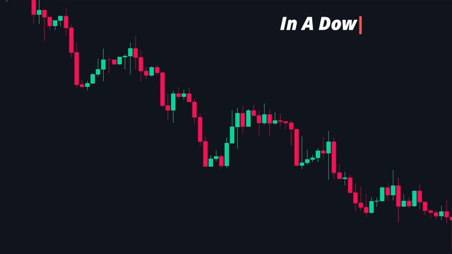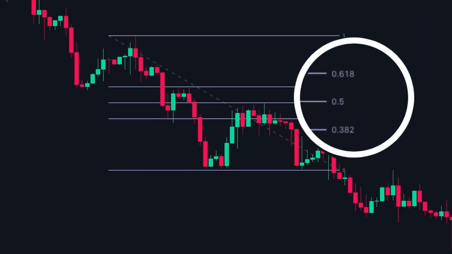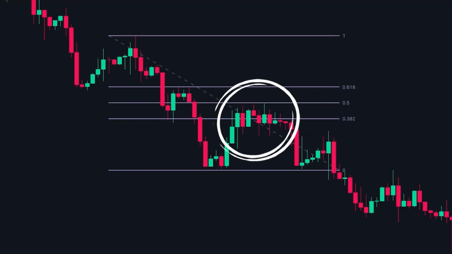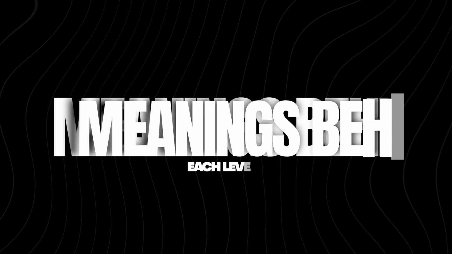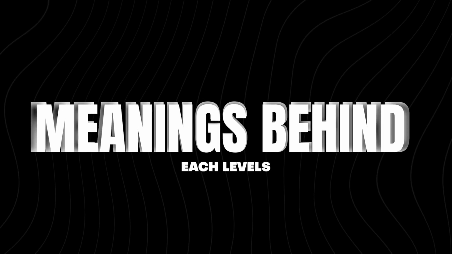Similarly, in a downtrend, when we see an impulsive downward move, we draw the Fibonacci tool from the beginning to the end. This gives us 3 levels where we expect the price to pull back and continue its downward trend. These 3 levels comprise what is known as a Fibonacci retracement. Let us now investigate the meanings behind each of these levels.